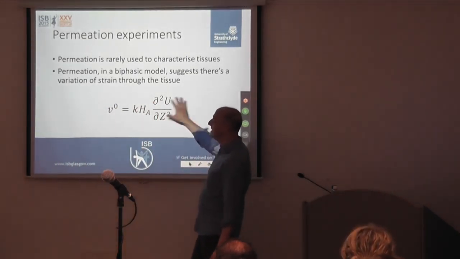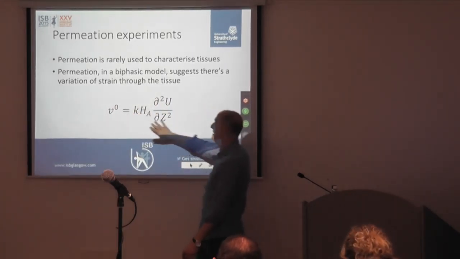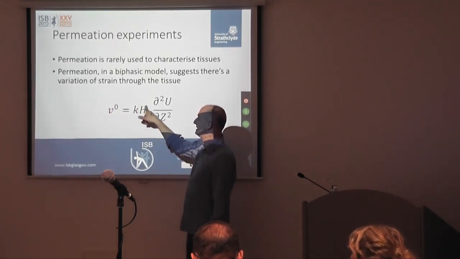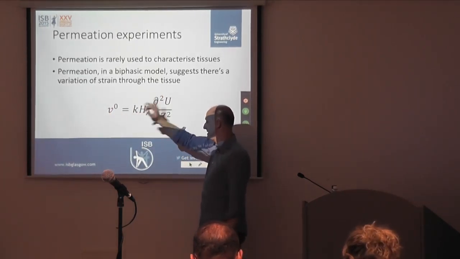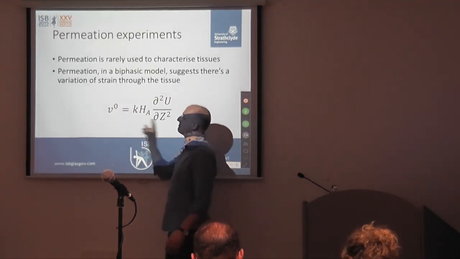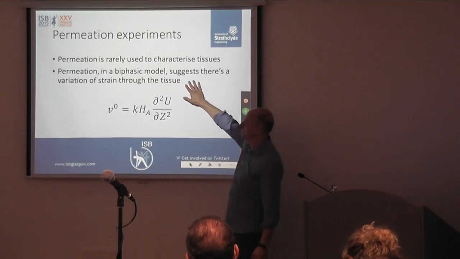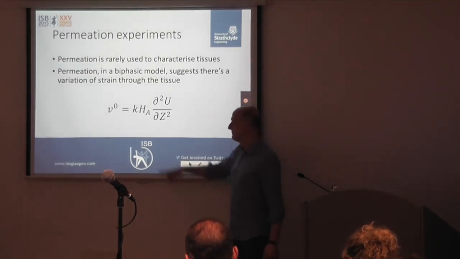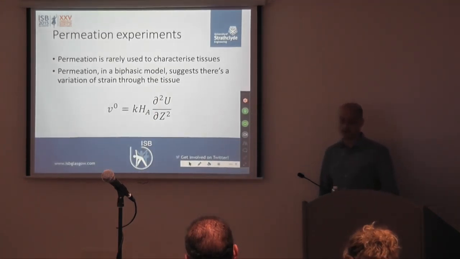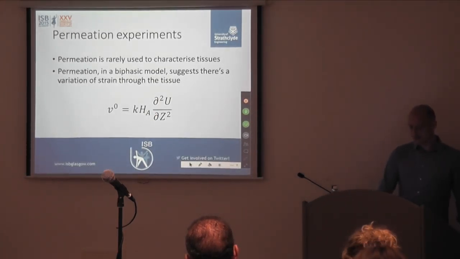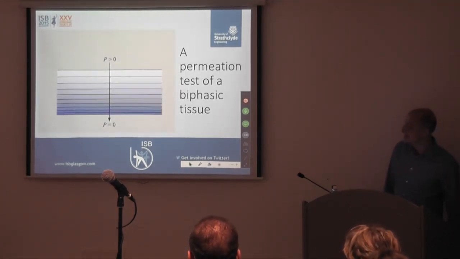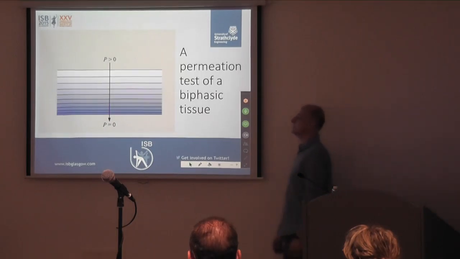At equilibrium, the biphasic equation predicts this, where this is the external fluid velocity, and this is the permeability and the aggregate modulus, and you can integrate that twice to show that there's a variation of strain through the tissue. And if you think that's linear, then you get a nice linear variation of strain through the tissue by integrating it. And that is the permeation experiment for biphasic tissues.